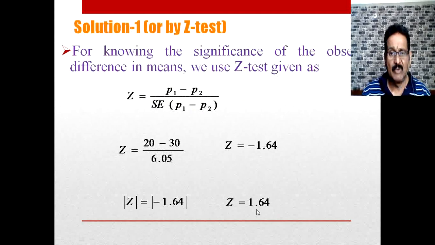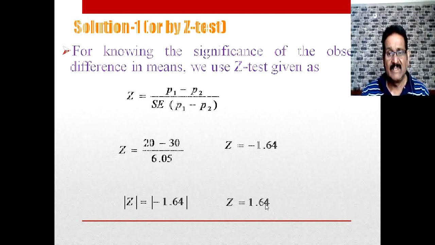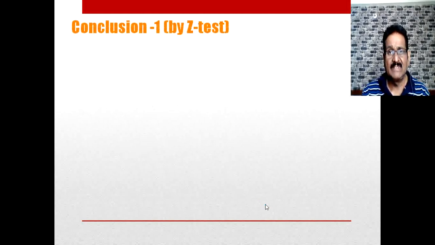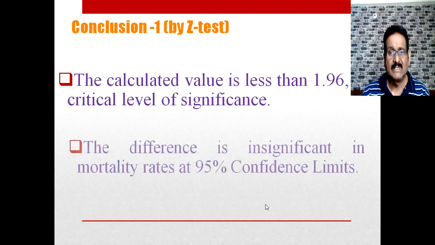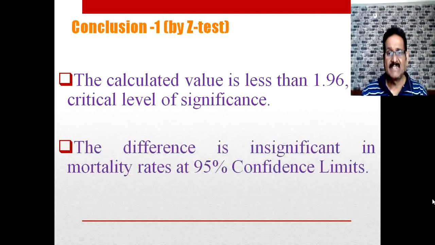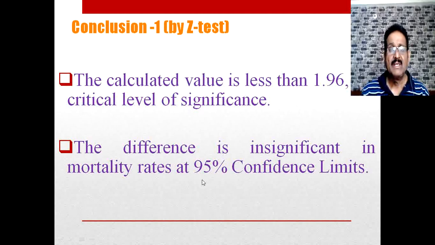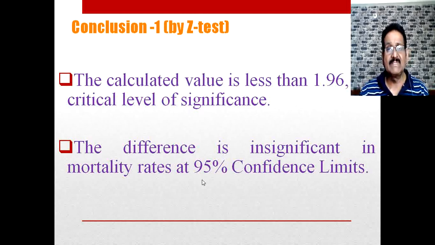So we calculated the z value and found it to be 1.64, which is definitely less than 1.96. So we conclude that it is statistically insignificant, or not significant, for the mortality rates at 95% confidence limits. So we conclude there is no significant difference between the two mortality rates at the 95% level of significance.